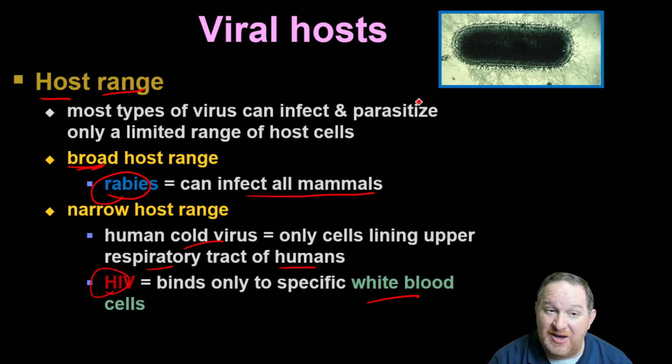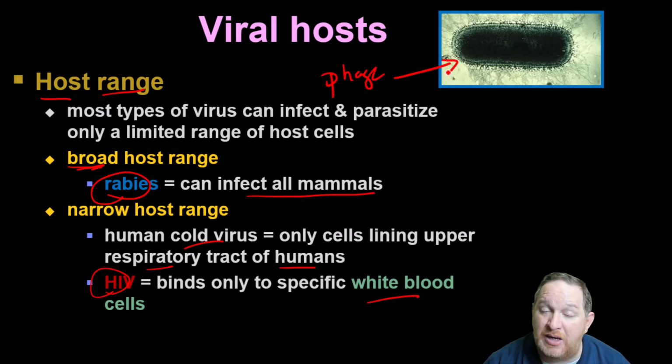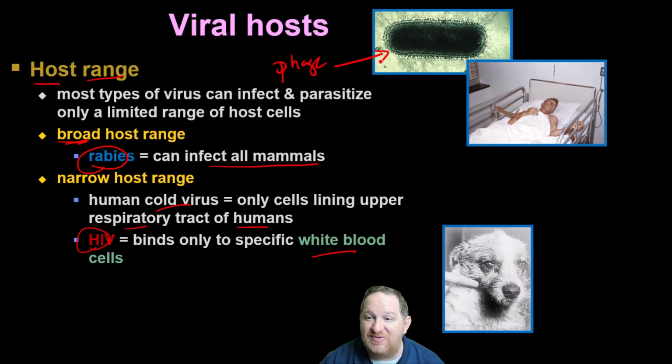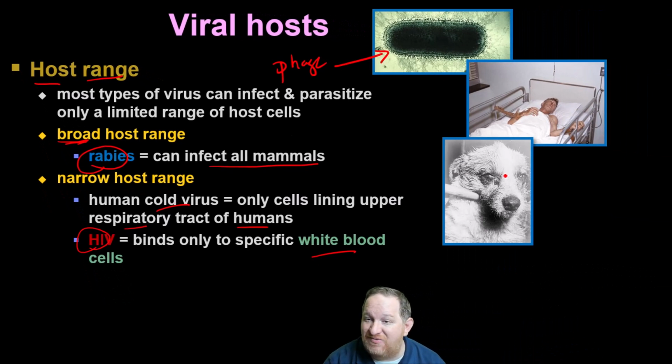If we have a bacteriophage, a phage, which infects a bacterium, that's a simple narrow host. But then you have something like rabies affecting both the male human and the dog, because rabies seems to affect all mammals. Okay. Then, again, some are more narrow in their scope.